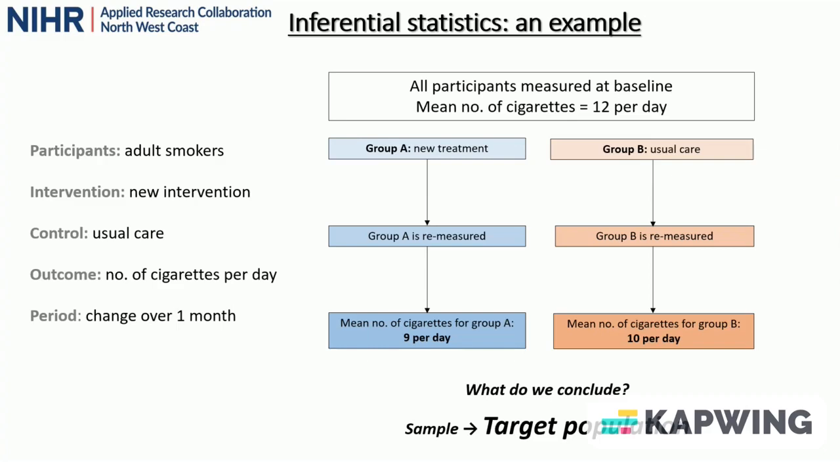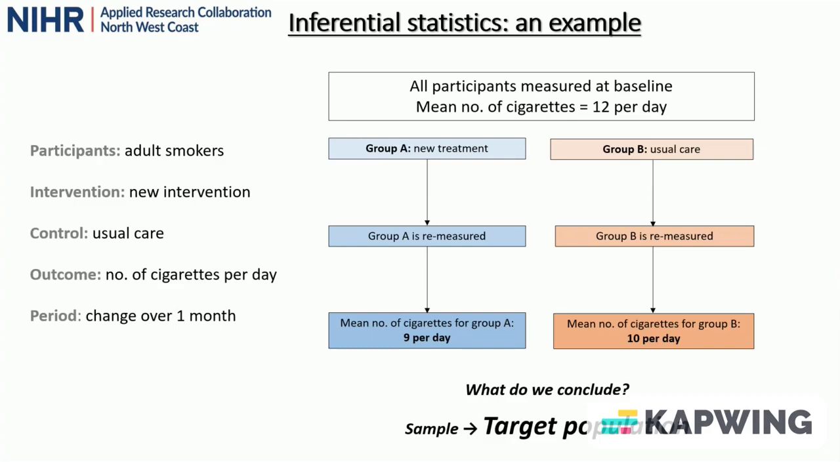So let's also imagine that we measure the number of cigarettes per day for each participant at baseline. So that means at the beginning of the study. In particular, we calculate that the mean number of cigarettes per day is 12. This is for all the participants in our study. Now we know that a group of participants will be allocated to group A, which is the group receiving the new treatment or the new intervention, while another group of participants will be allocated to group B, people receiving usual care. Then after 1 month, both groups are remeasured, and we can calculate that the mean number of cigarettes for group A is now 9 per day, while the mean number of cigarettes for group B is now 10 per day.